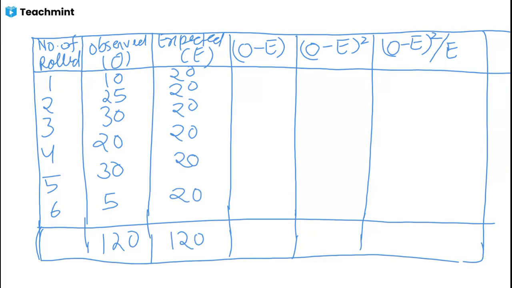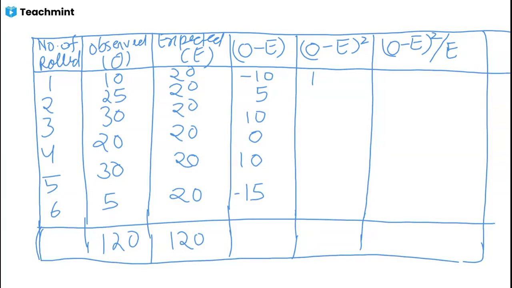Now we need to find O minus E. Are you getting me? Yes, ma'am. Okay, so O minus E: 10 minus 20, we have minus 10. 25 minus 20 is 5. 30 minus 20 is 10. And 20 minus 20 is 0. And 30 minus 20 is 10 again. And 5 minus 20 is minus 15. And now let us find their square.